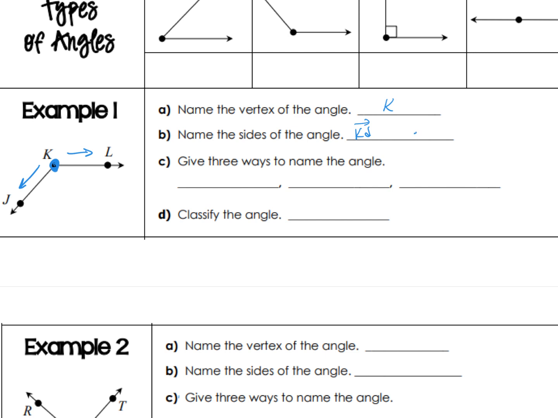And then we're going to name it. So we can name it with three letters, and we do it in order. So I could call it JKL, so angle JKL. I could turn it around and LKJ. And then the last way is just to name it by its vertex. Now remember, using three letters, that middle letter is the vertex. It's where it makes its turn. And then if I classify the angle, that's going to be your acute, obtuse, right, or straight. This angle is bigger than 90, so that's going to make this angle the obtuse angle.